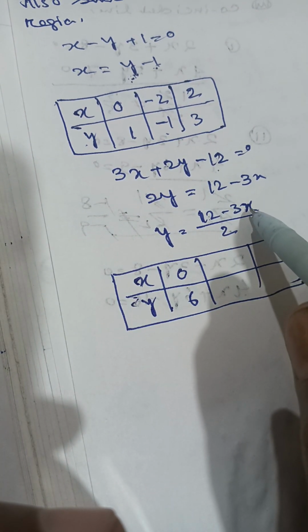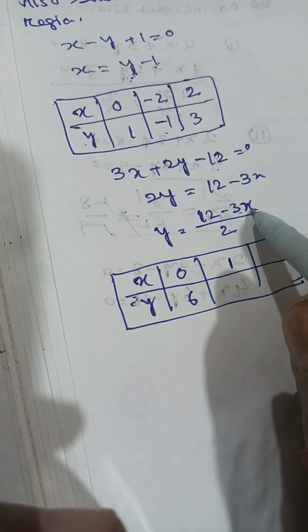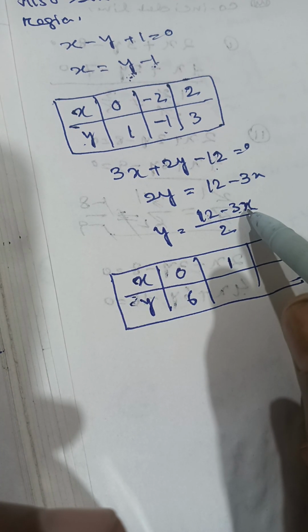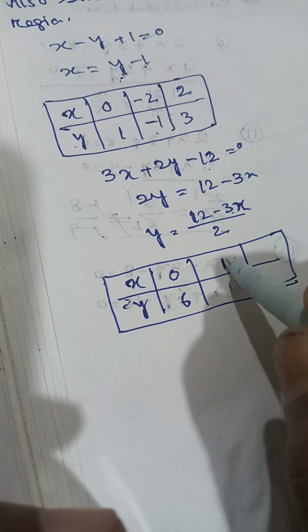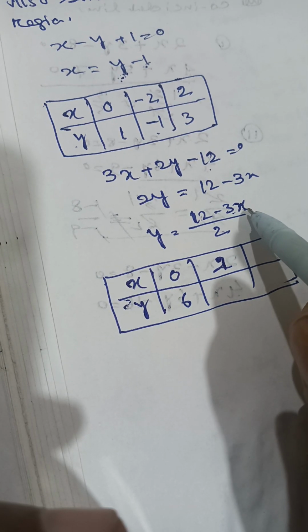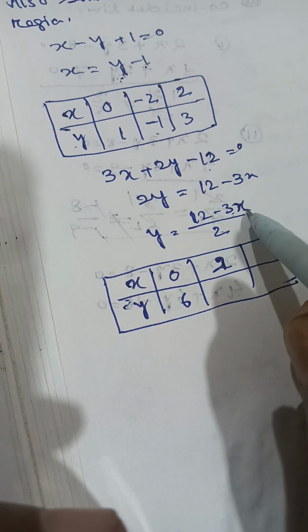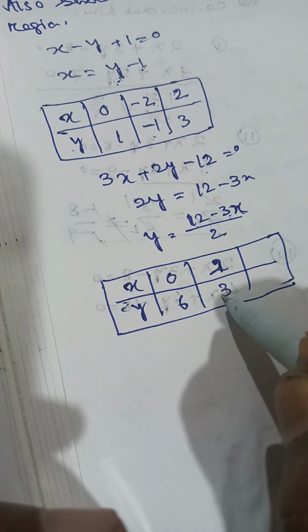Again, suppose x is 1. So 3 into 1 is 3. No, if we consider 1, you will get a fraction. So you consider an even number. Suppose it is 2. So 3 into 2 will be 6. 12 minus 6 is 6. 6 by 2 is 3.